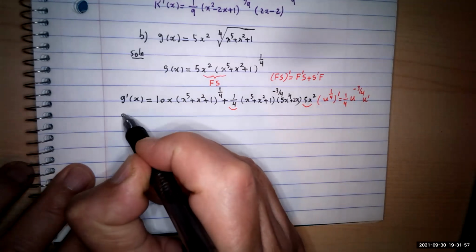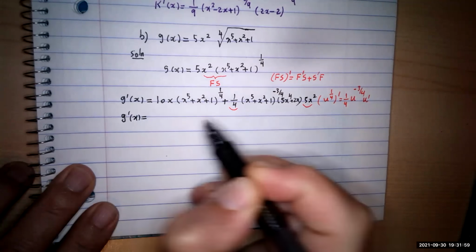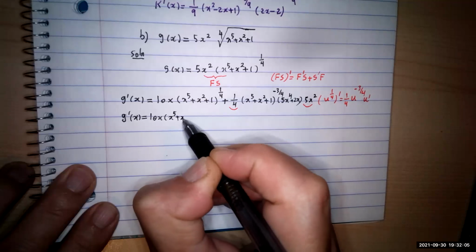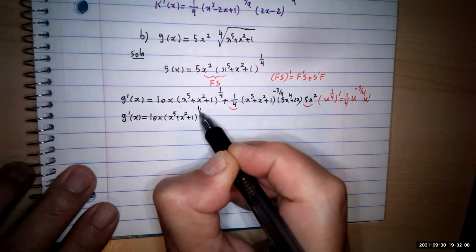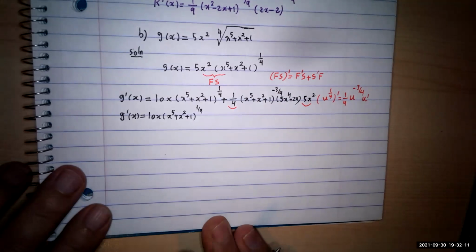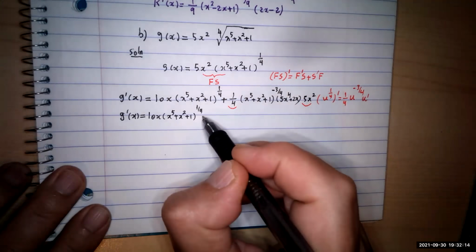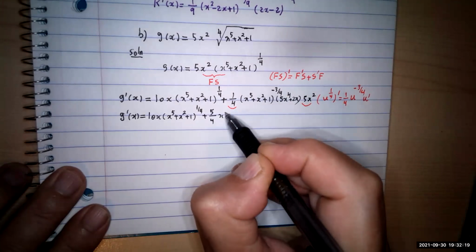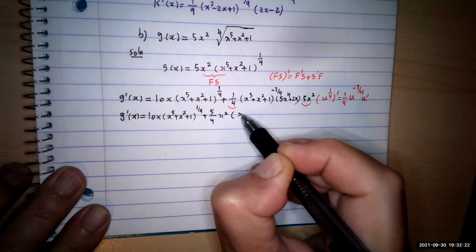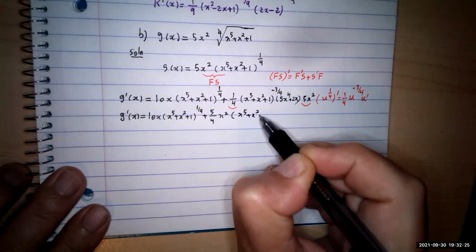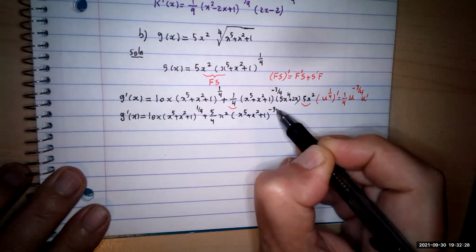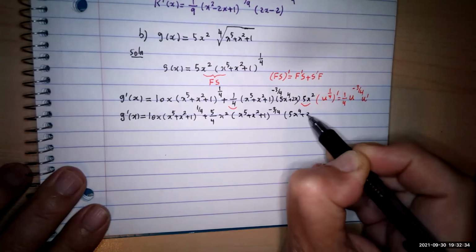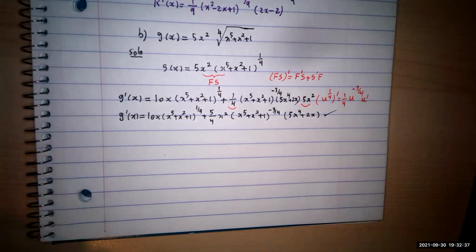So you get to this part, you get g prime of x is equal to, the first part is going to be unchanged, 10x times x to the fifth plus x squared plus 1 to a quarter. That's going to be the first one, but now a quarter times 5 gives you 5 quarters x squared, and the rest is x to the fifth plus x squared plus 1 to the negative 3/4, times 5x to the fourth plus 2x, and then you're done. Any question?